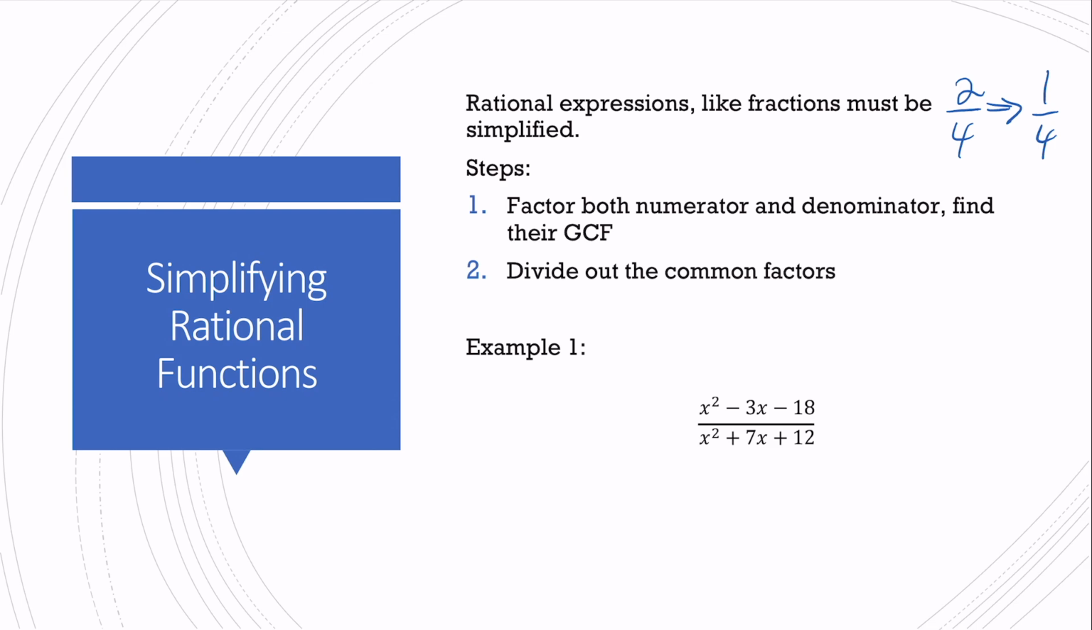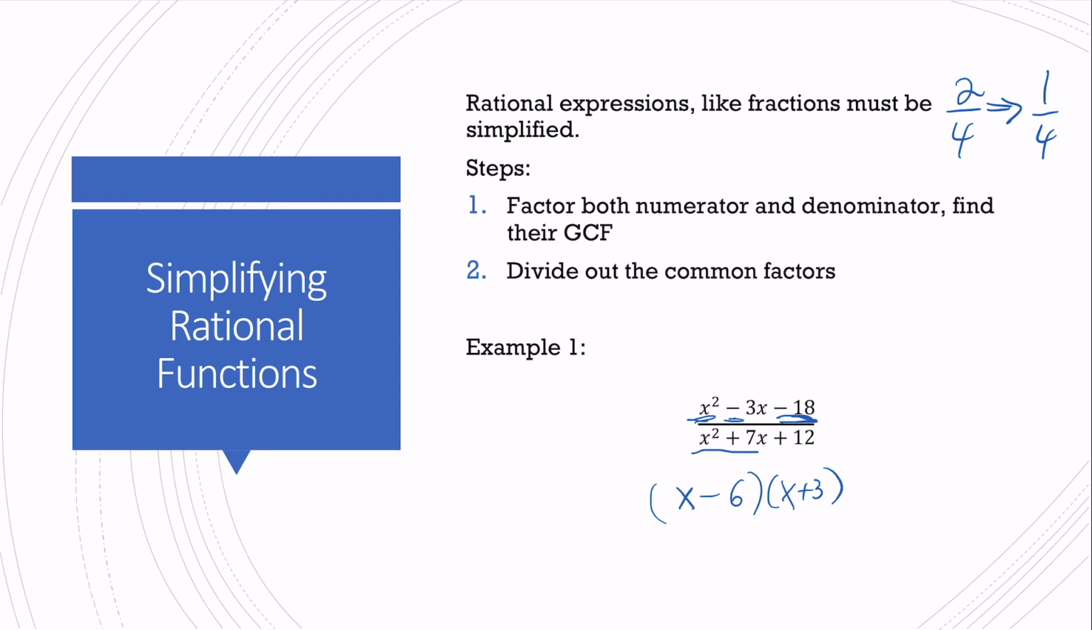So for example 1, I have x squared minus 3x minus 18 over x squared plus 7x plus 12. And I told you factoring trinomials was going to be really important, and we need to be able to do it quickly. So I'm thinking, okay, what are some factors of -18 that add up to -3? How about -6 and 3? So that's going to be x minus 6 over x plus 3. That's how that's going to factor. And if you need to pause this video at any time so you can take your time factoring and work through these things, I suggest you do so.